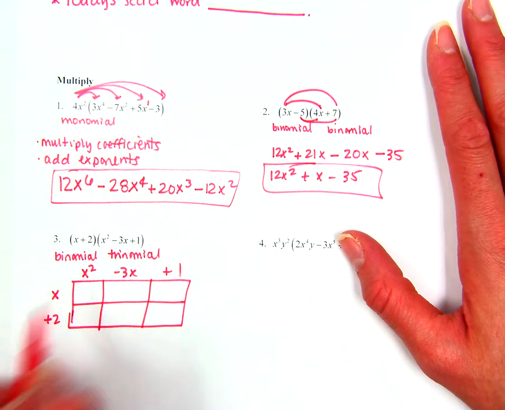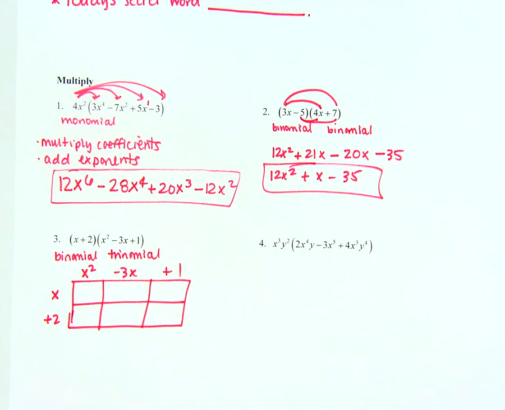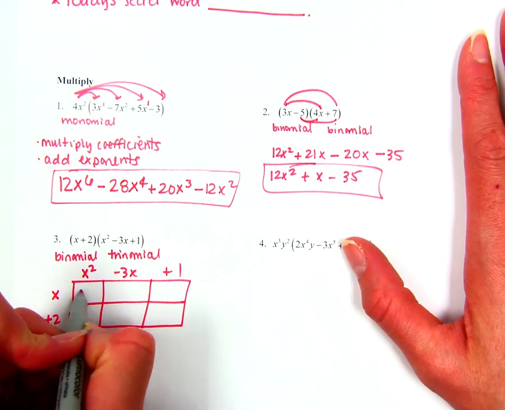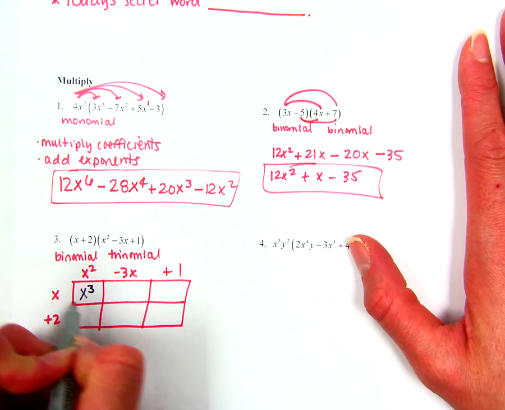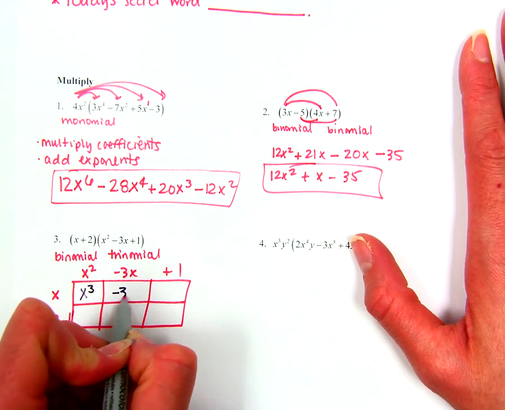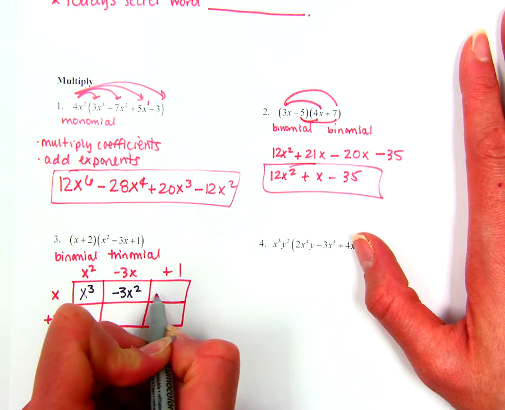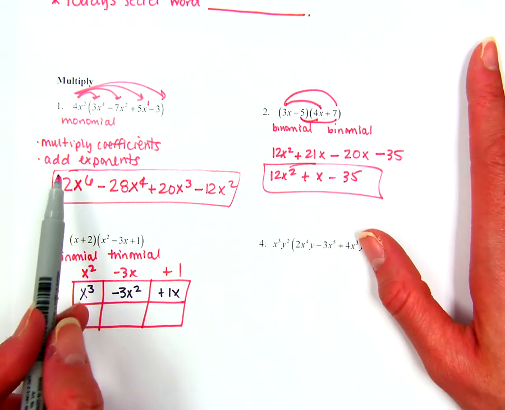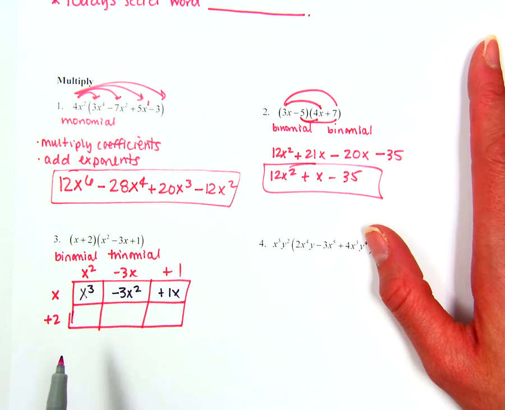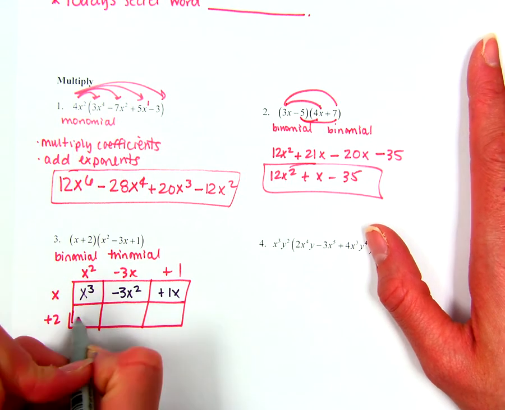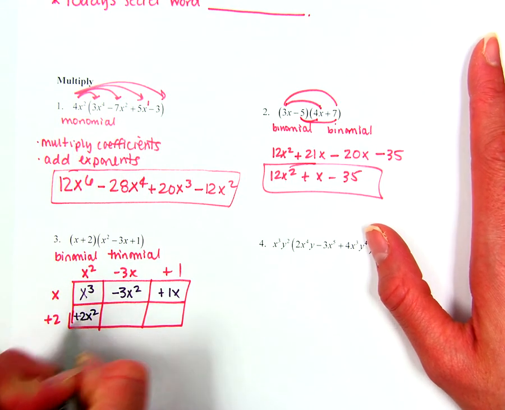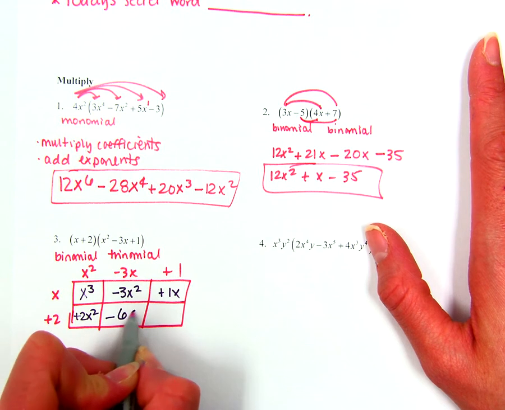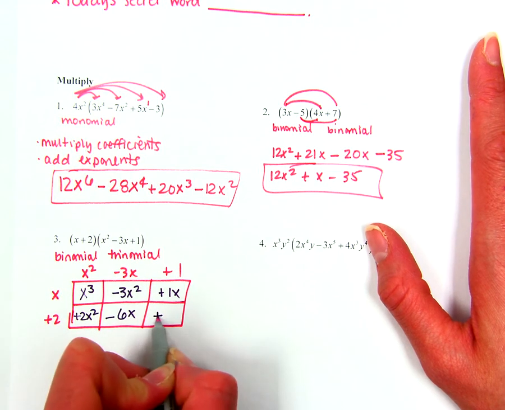So you have x times x squared. Let me use a different color. We have x cubed. And then x times negative 3x, that's negative 3x squared. And x times 1 is 1x. All this is the same thing. It's multiplying my coefficients and adding my exponents. So 2 times x, that's 2x squared. 2 times negative 3x is negative 6x, and then 2 times 1 is plus 2.